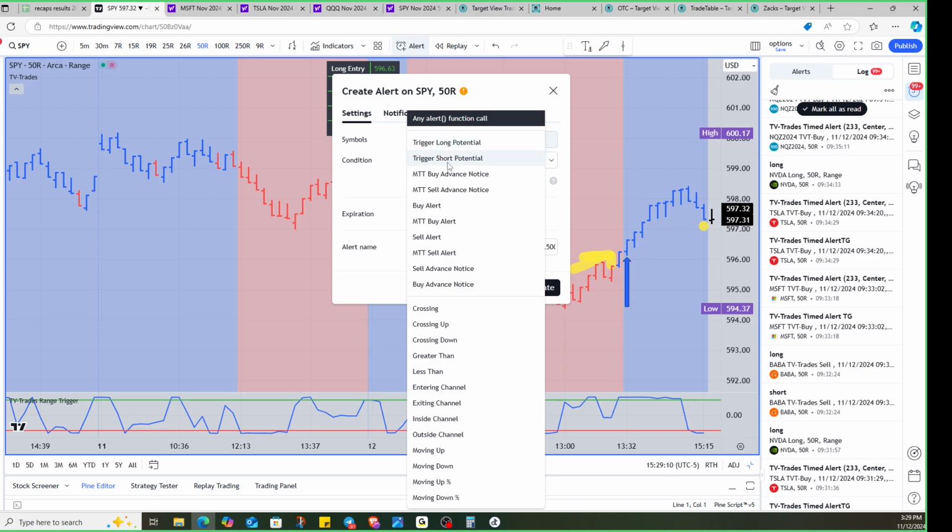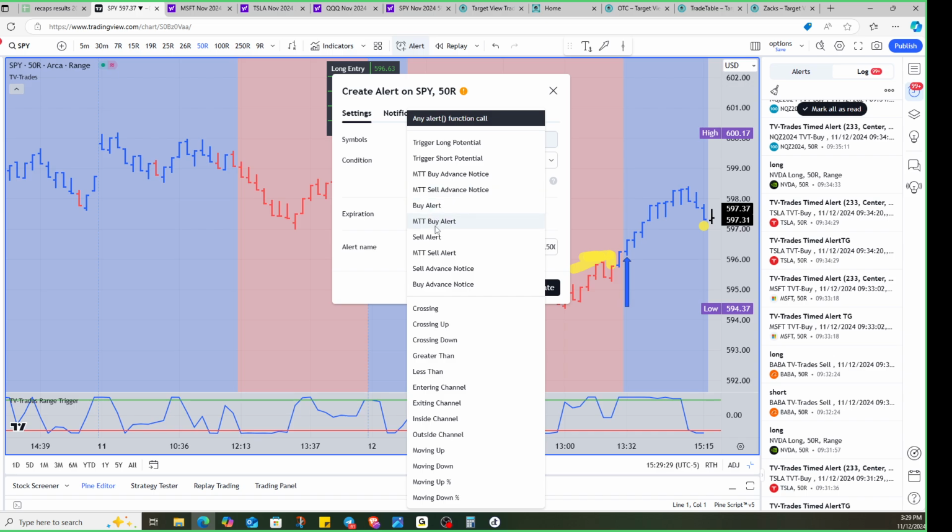you have the long and the short potential. You can get notified before this comes out of the overbought or oversold. When it goes into the overbought or oversold, it's going to let you know that you have a long or short potential for the next bar. The mid-trend trade buy advance notice is going to let you know before a mid-trend trade comes up. I haven't shown you any of that.